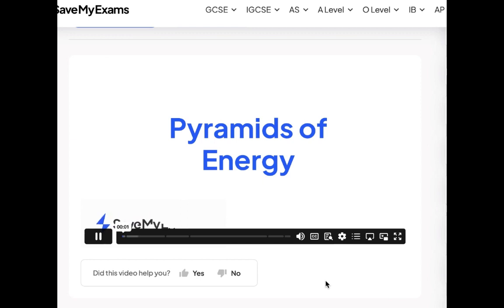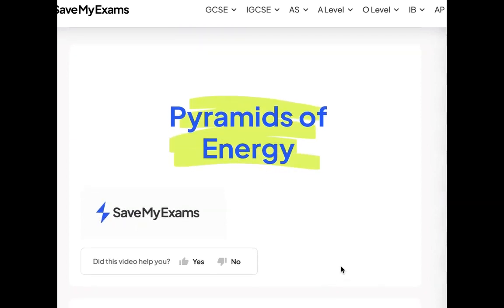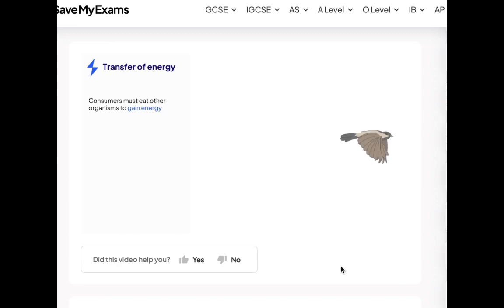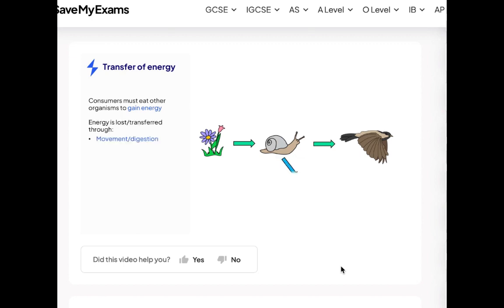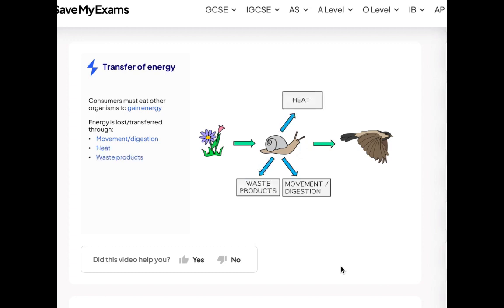This video is on the topic of energy pyramids. In order for consumers to gain energy, they must eat other organisms. However, not all the energy gained by a consumer will be available to organisms at the next trophic level. This is because some of the energy is transferred during processes like movement or digestion, and some is lost to the environment as heat or in waste products. It is also possible for energy to be lost when parts of an organism, such as bones, shells, or plant roots, remain uneaten.